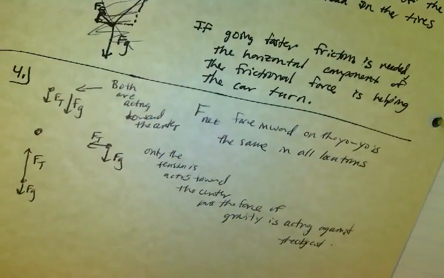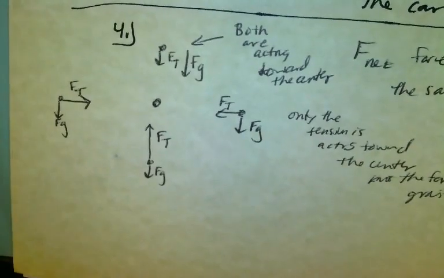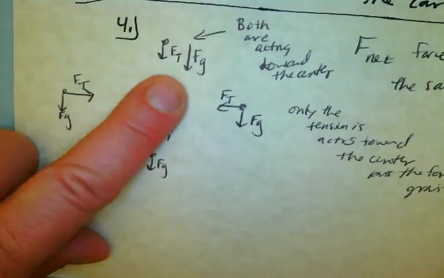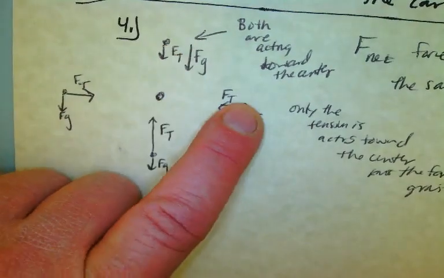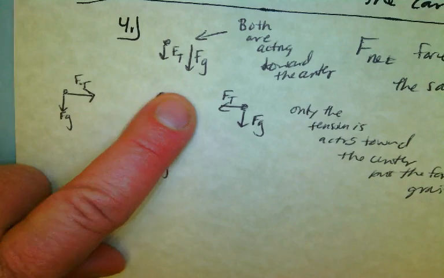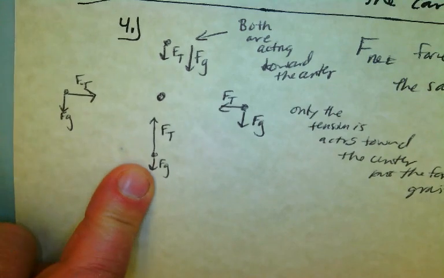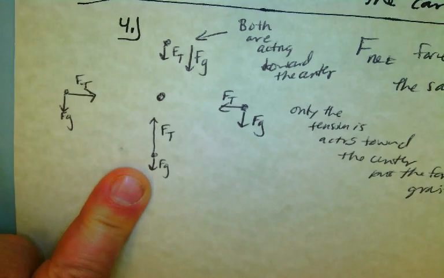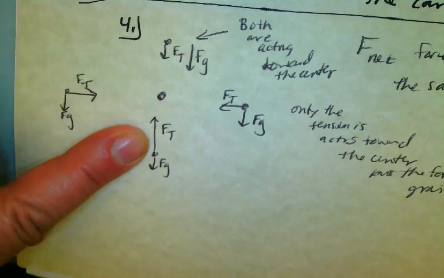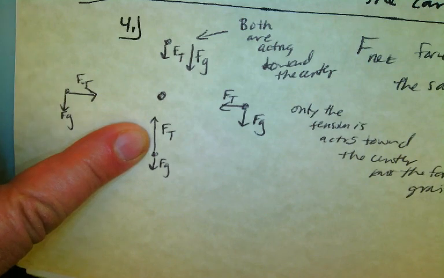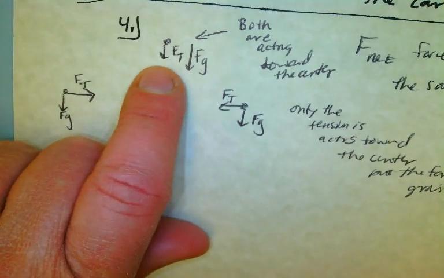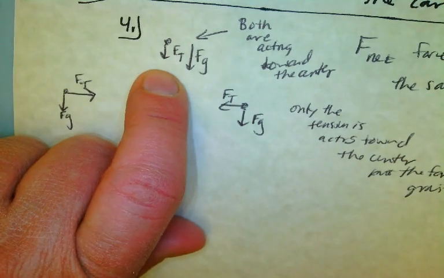Number 4 looks like this. So the ball at different spots is going to have a different force diagram. This is at the top, this is at the sides, and this is at the bottom. Keep in mind my force tension here should be a lot shorter. It's not drawn to scale. Notice both of these are acting towards the center.